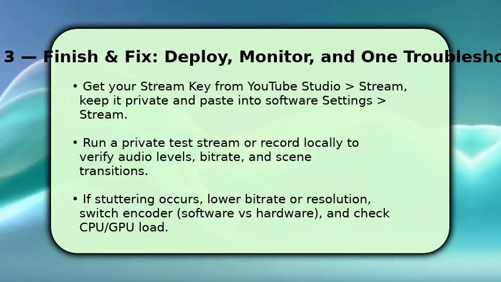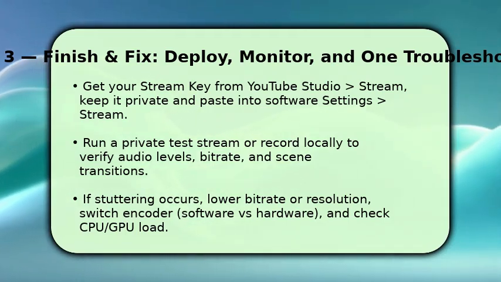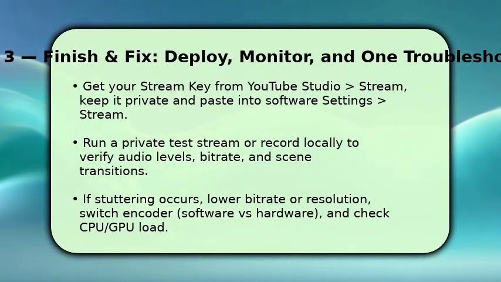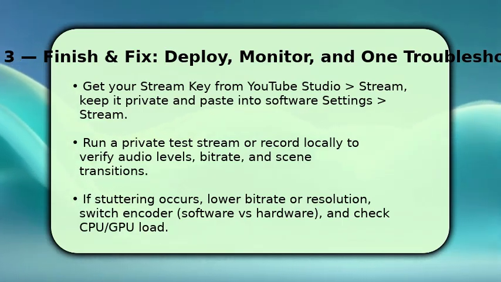If you hit problems, first reduce bitrate or resolution, then try changing encoder from software to hardware if available, and monitor CPU and GPU usage. That single troubleshooting step usually resolves stutter and dropped frames quickly.